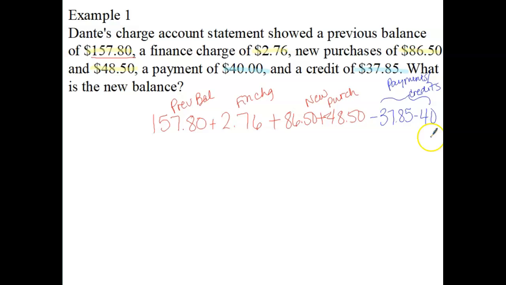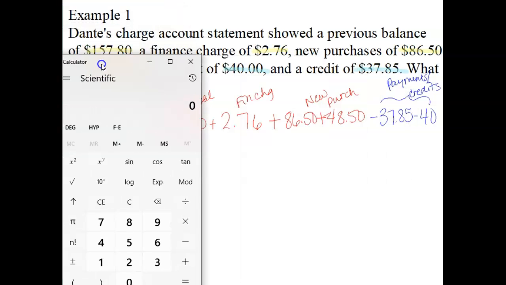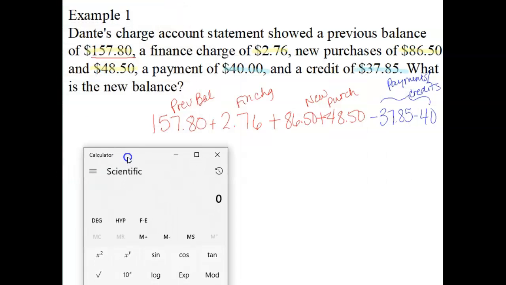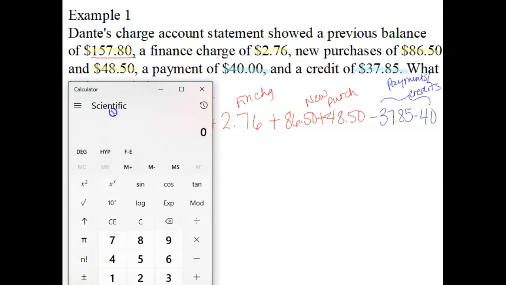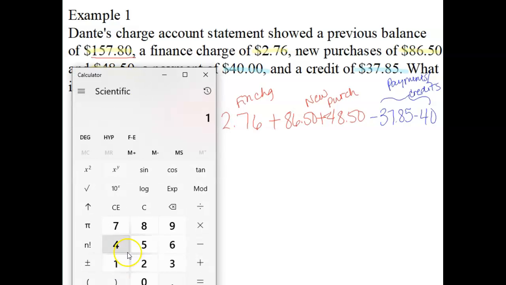So let me pull up my calculator so you can see it over here. There we go. All right, so $157.80. See if we can make this a little bit smaller. And apparently not. All right, so $157.80 plus the finance charge of $2.76 plus new purchases of $86.50 and $48.50. And then we're going to subtract out these two that are payments and credits, so $37.85.